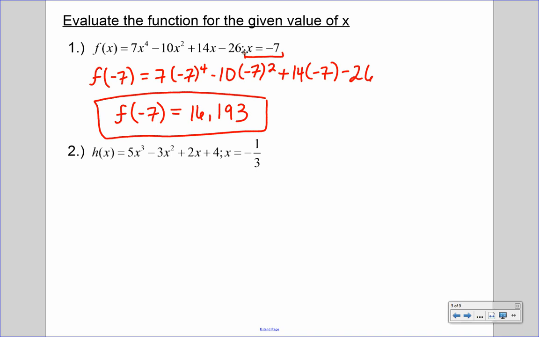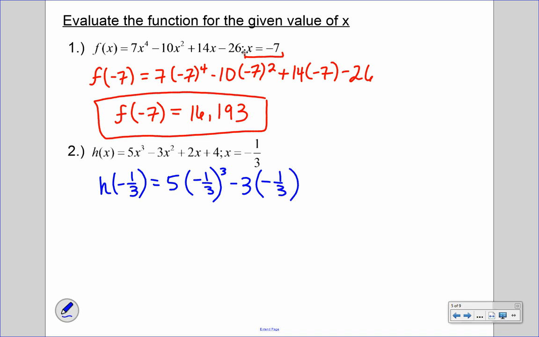The next one is going to be h of negative 1/3. So we're going to plug that into our function. Make sure when you plug this into your calculator, you're being very careful with your parentheses and your positives and negatives. If you are coming up with the wrong answer, you can evaluate each term by itself and then combine at the end. Sometimes that can help you not have so many mistakes. So the final answer for this one is h of negative 1/3.